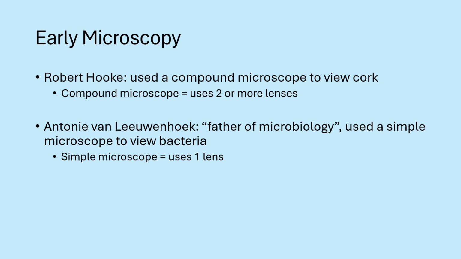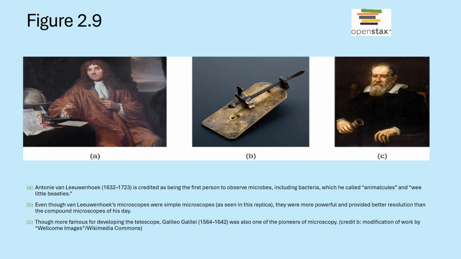In terms of the history of microscopes, and microscopy: Robert Hooke used a compound microscope. Compound microscope just means you have two or more lenses. He viewed cork, which is a plant product, and was able to see the individual cells. Antoine van Leeuwenhoek, as we mentioned in the last chapter, is the father of microbiology. He used a simple microscope. Simple microscope just means it has one lens. And he was able to view some simple bacteria with it. This is Antoine van Leeuwenhoek here. Here is his microscope that he used.